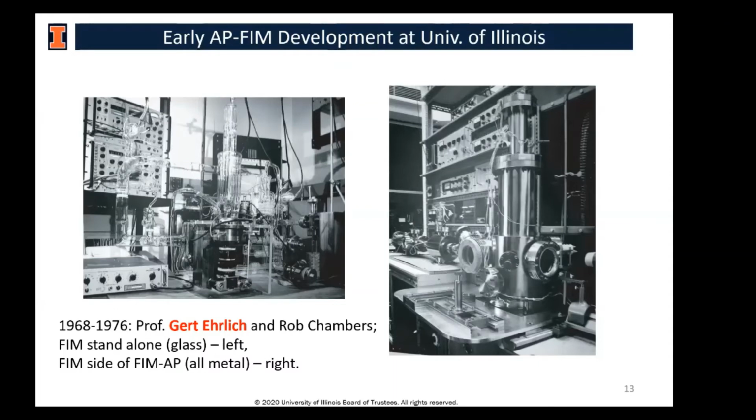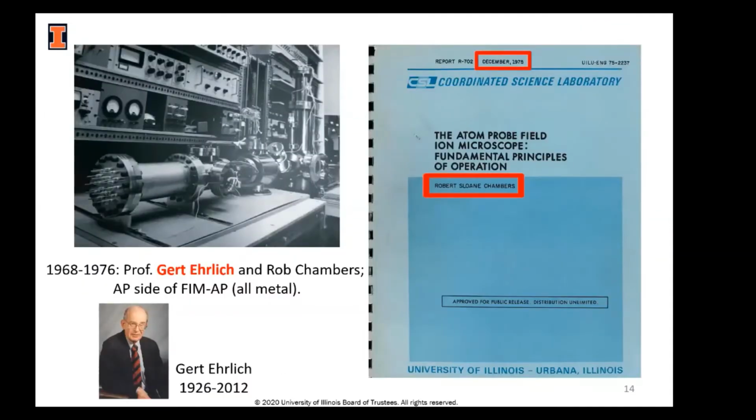And then from 1968 to about the mid-1970s, he had a very talented PhD student, Rob Chambers, who put together the first Illinois atom probe field emission microscope, shown on the right-hand side. This is the ion microscope part where he could see the patterns, and if he would turn the tip around, he could send the atoms down to the drift tube and analyze their time of arrival, giving rise to the masses and positions. Here on the bottom you see the picture of Gerd Ehrlich, and on the right-hand side is the PhD thesis copy of Robert Chambers. As you see on the top, it is dated 1975, so a very early version.